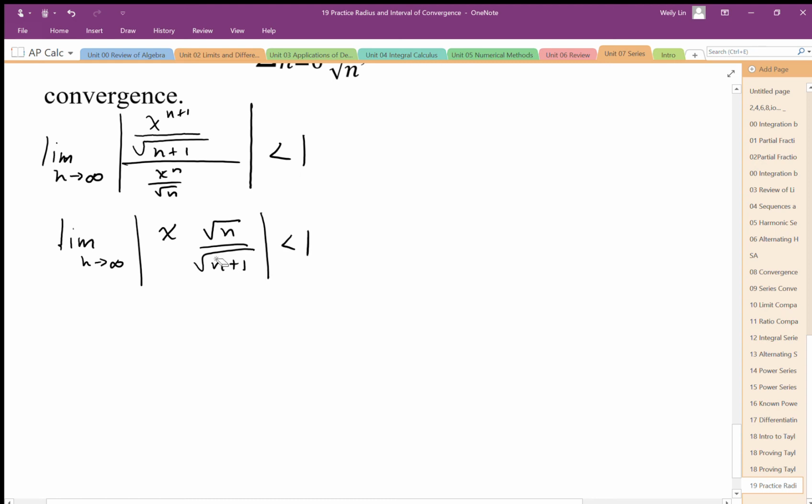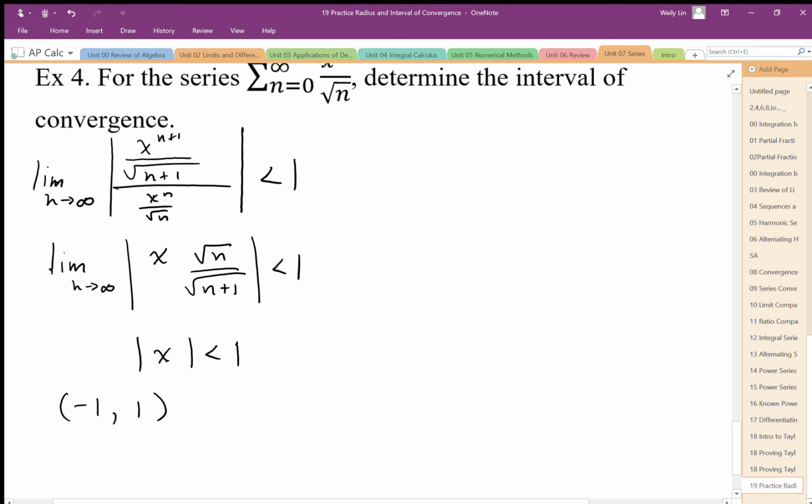Now this ratio, when I let n go to infinity, square root n over square root n plus 1 is going to be equal to 1. So then I apply my limit. My center is at 0, my radius is 1. So my interval is going to be from -1 to 1. Test my endpoints.